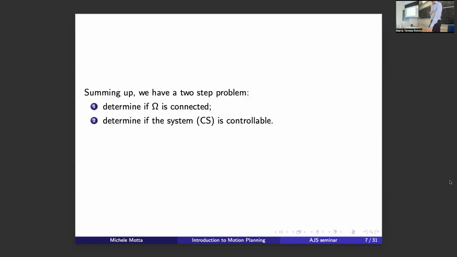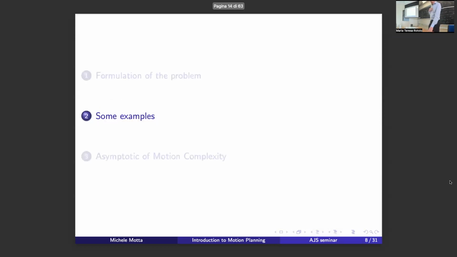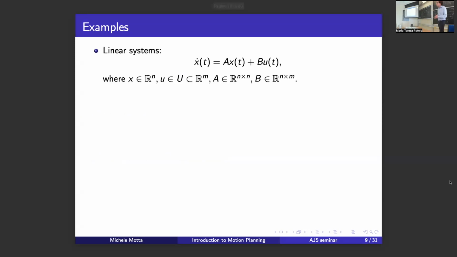So in order to solve a motion planning problem, we have to solve these two steps. And today we will focus more on the second step. So we will assume that our state space is always connected. Okay, so this was the general formulation of the problem. Is everything clear up to now, or are there any questions? Okay. So let's see some examples.